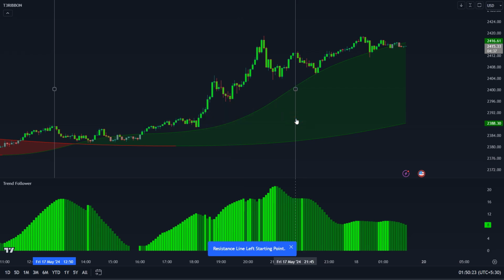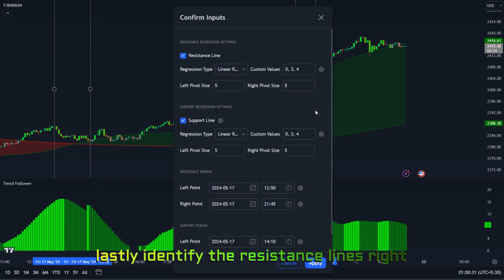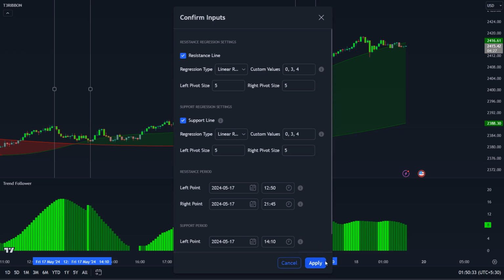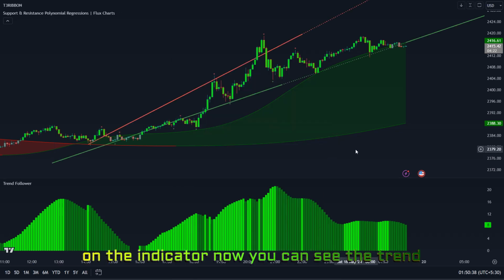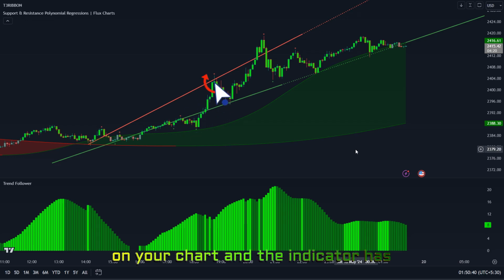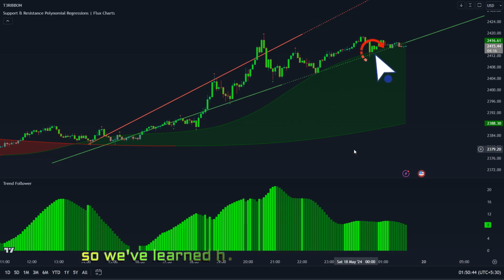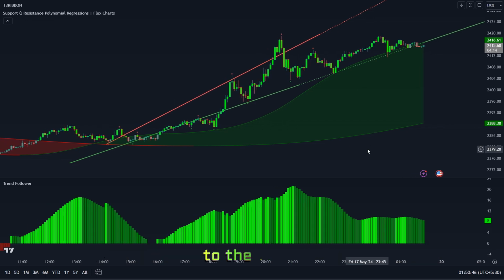Following that, locate the resistance line's left starting point, as indicated here. Lastly, identify the resistance line's right endpoint, visible here. Once you've marked these points, click Apply on the indicator. Now, you can see the trend on your chart, and the indicator has automatically identified the support and resistance points in the market. So, we've learned how to apply the indicator to the chart.